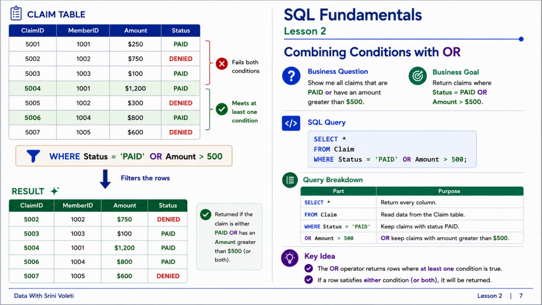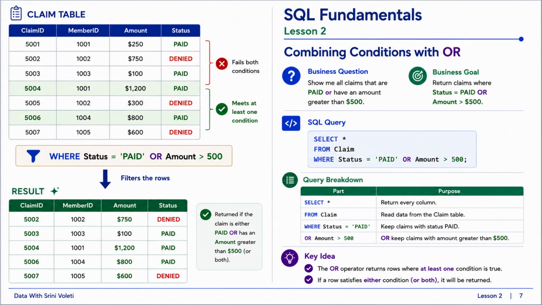Select star returns every column. The from clause identifies the claim table. The where clause specifies the filtering conditions, and the OR operator gives SQL an alternative path. If either condition evaluates to true, the row is returned.